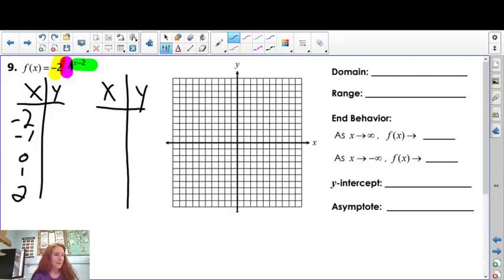So 4 to the -2 is going to give me 0.06. 4 to the -1 is going to give me 0.25.